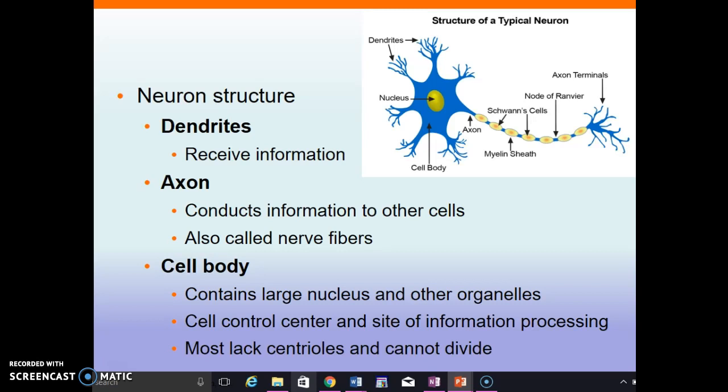You need to know your neuron structure. It consists of a cell body. The dendrites branch off that cell body, and they receive the information. And the axon conducts information away from the cell body. An axon is also called a nerve fiber. Most neurons cannot reproduce.